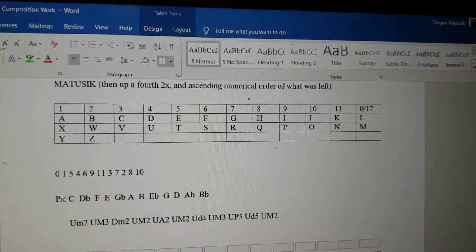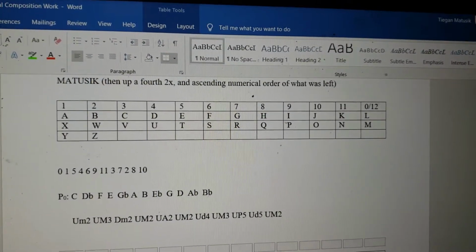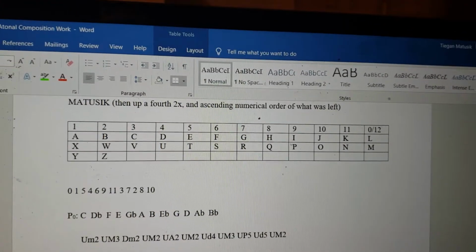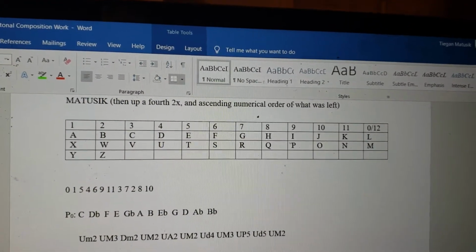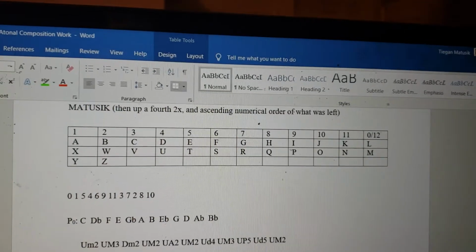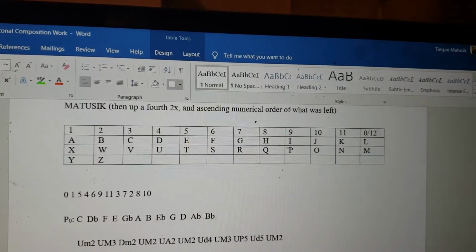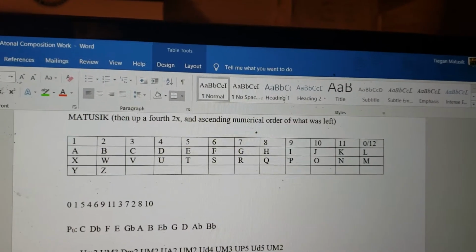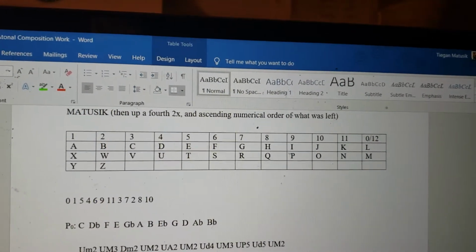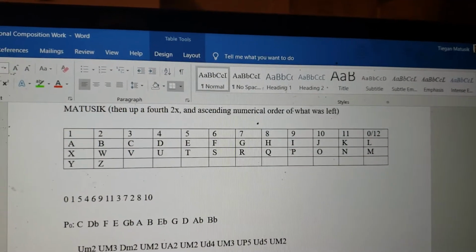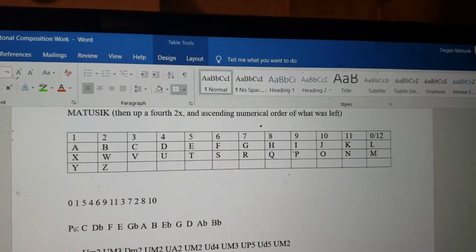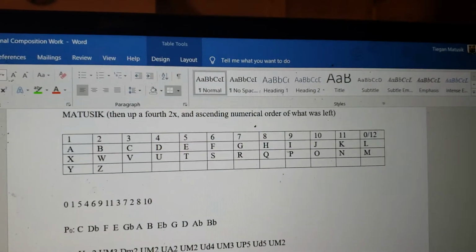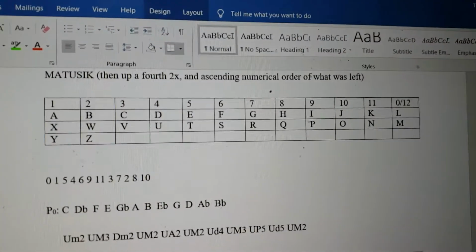To start it off, I created this small table you see here from 1 to 12 on the top, and then using the letters of the alphabet in order from A to L, and then just going from below M to X, and then at the end Y, Z. Using those letters, spelling my name, I figured out what numbers would be in order first.